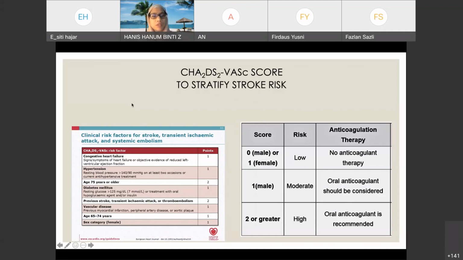This is very important. You need to know how to calculate the CHA2DS2-VASc score. Okay? Are you guys with me? Hello? Okay.